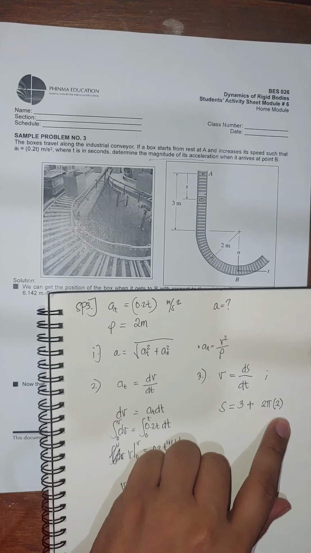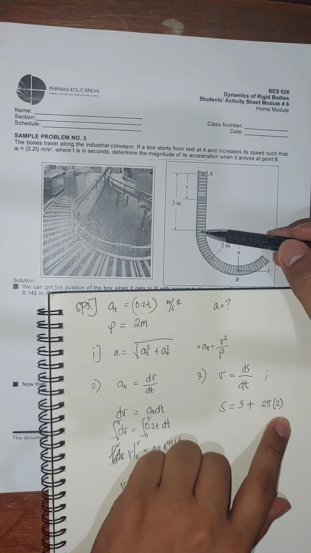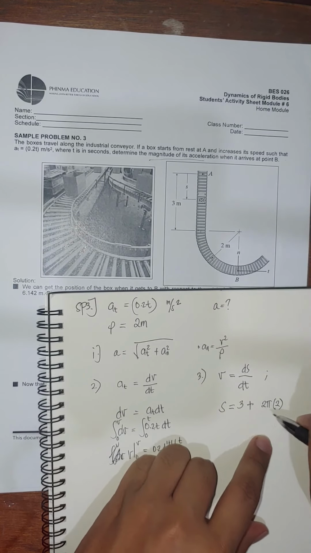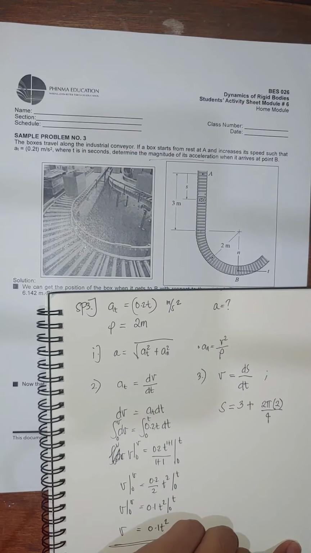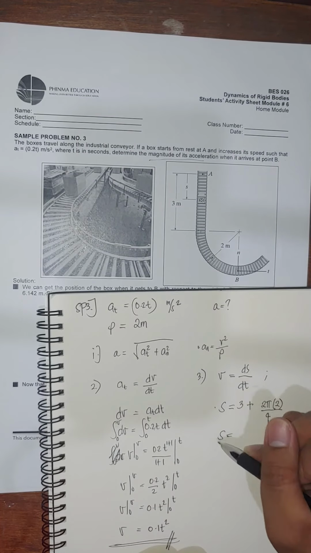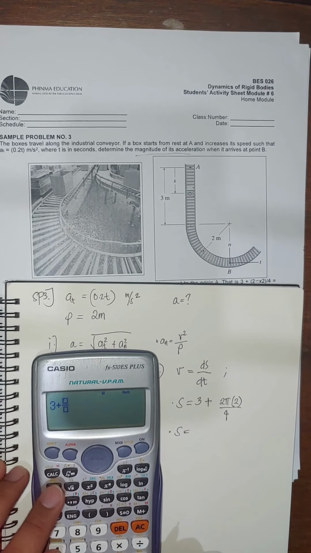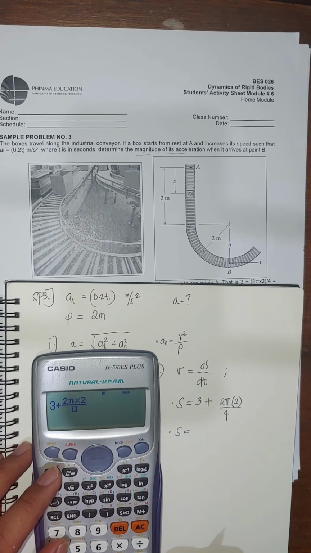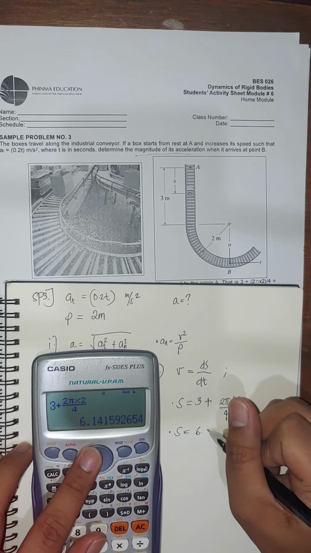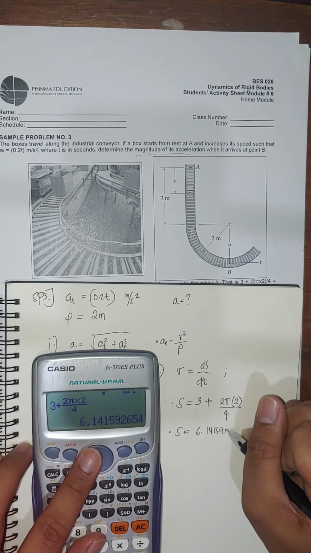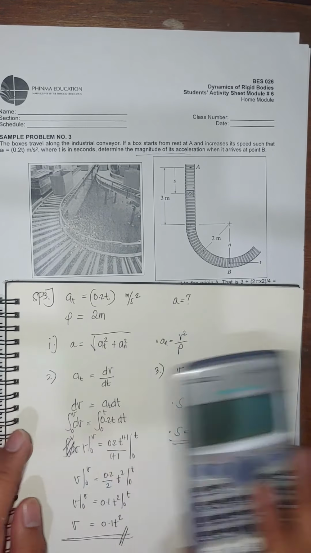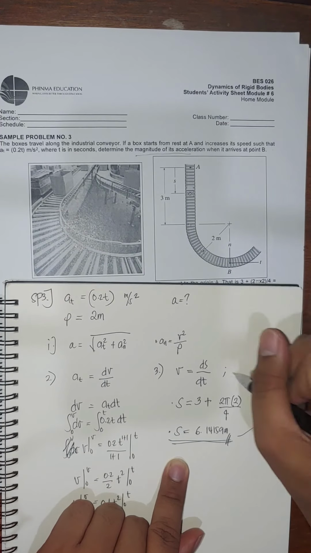But remember, this is the circumference, the whole circle. What we need is only a quarter of the circle, since the box travels only that part, from A to here and then from this point to this point. So we divide this by 4. So s, the total position traveled by the boxes, is 3 plus 2 pi r over 4, which is equal to 6.14159 meters. So what do we do with this? We can use it in the next equation.